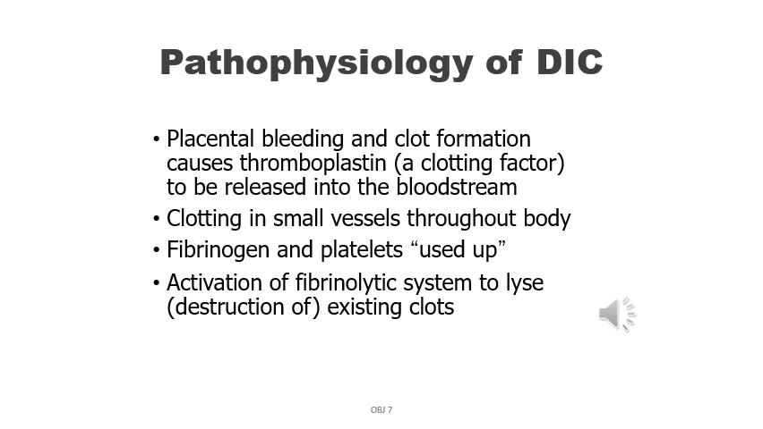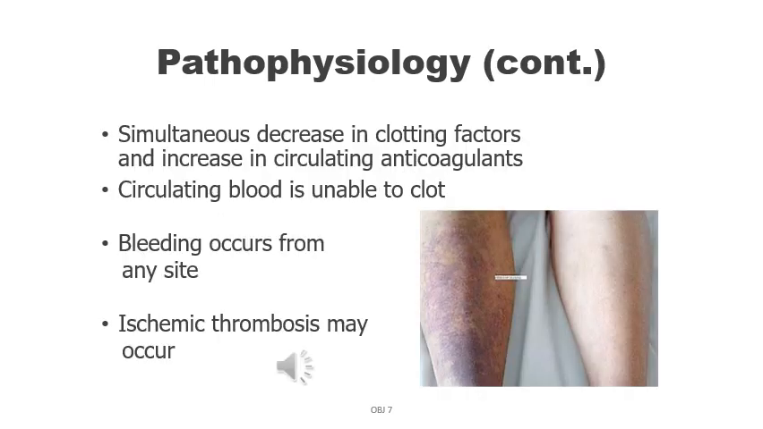So there is placental bleeding and clot formation, which causes thromboplastin, which is a clotting factor, to be released into the bloodstream. So now you have clotting in small vessels throughout the body. Then all your fibrinogen and platelets get used up, and it activates the fibrinolytic system to lyse or destroy the existing clots. So there will be a simultaneous decrease in clotting factors and increase in circulating anticoagulants. Now the circulating blood is unable to clot. Bleeding can occur from any site, and ischemic thrombosis may occur.